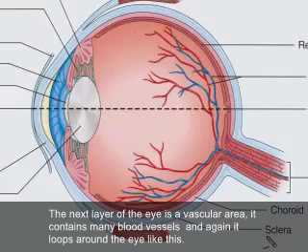The next layer of the eye is a vascular area. It contains many blood vessels, and again it loops around the eye like this.